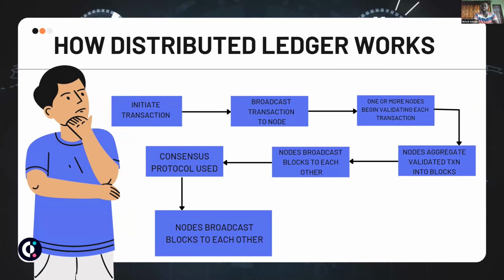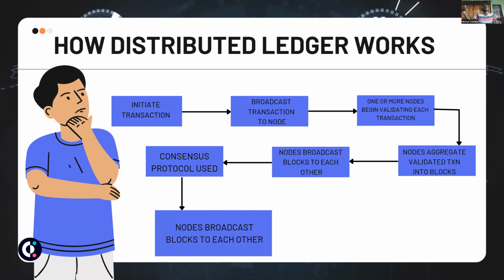Now, how distributed ledger works. As a person using the blockchain, I will initiate the transaction first. Then I broadcast the transaction to a node. Now, one or more nodes begin validating my transaction. Those nodes will aggregate the validated transactions into a series of blocks. These nodes broadcast these blocks to each other.